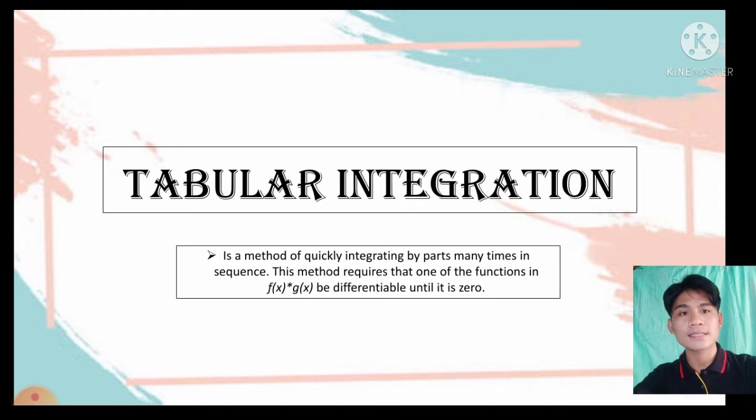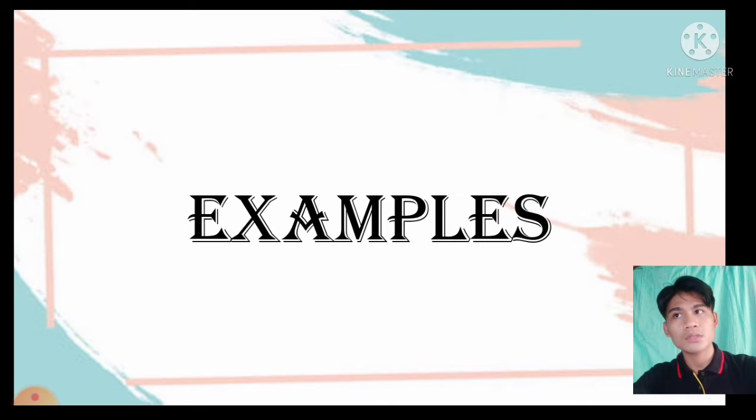Tabular integration is defined as a method of quickly integrating by parts many times in sequence. This method requires that one of the functions, f of x or g of x, be differentiable until it is 0. So, tabular integration is closely related to integration by parts, yet in tabular integration, it uses a table as the main base of solving for the antiderivative of the given functions. So without further ado, let's apply and make a comparison between the two, tabular integration and integration by parts, through these given examples here.